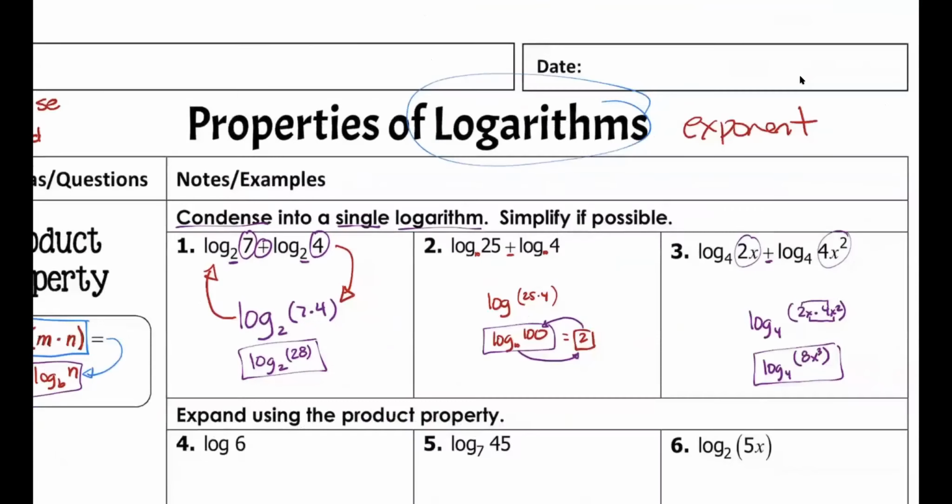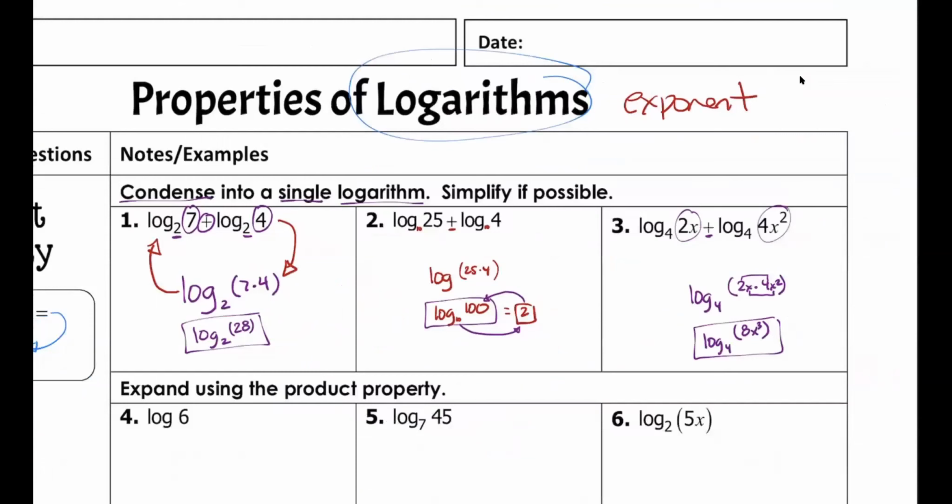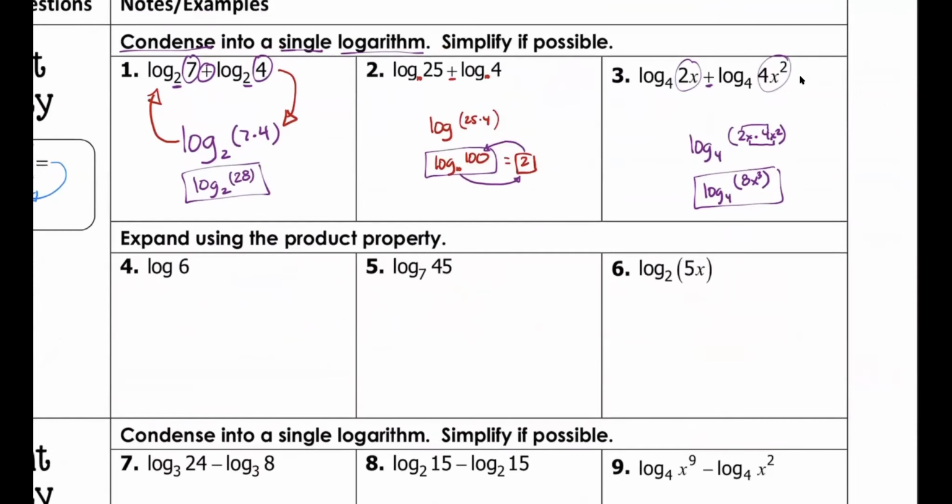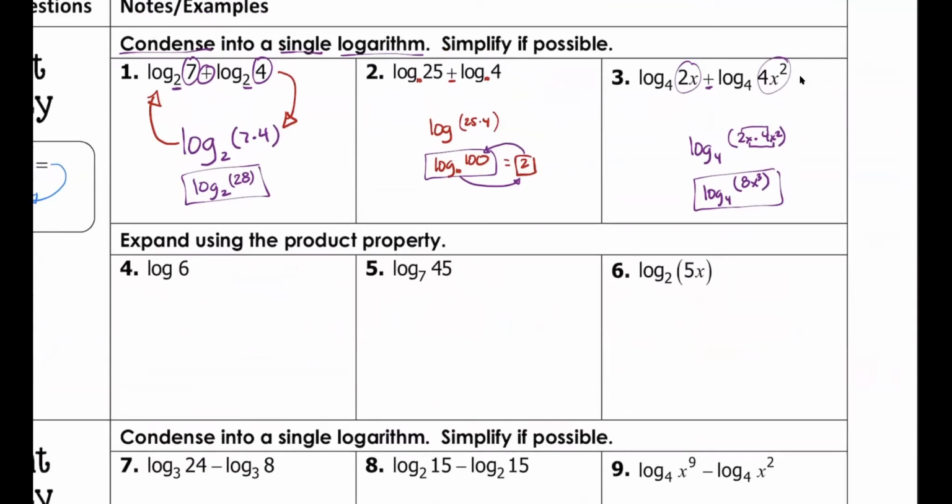Okay. Any questions there on condensing with the product property? No. Again, you guys good? Pretty easy? Yeah. All right, so now let's expand. Now let's go, I give you a single log. Can you separate them and give me 2 different logs? So log base 6, well again, there's a little 10 right here. Log base 10 of 6. We can go a bunch of different ways. There's a whole bunch of different ways we can go.